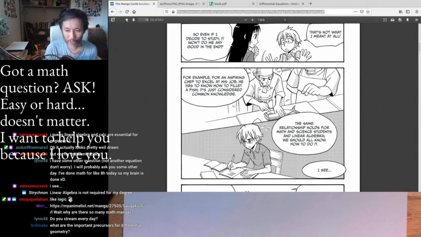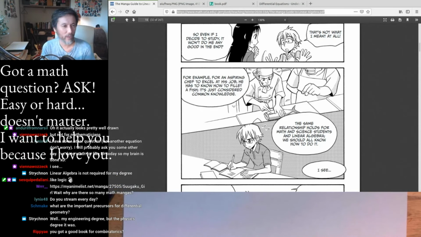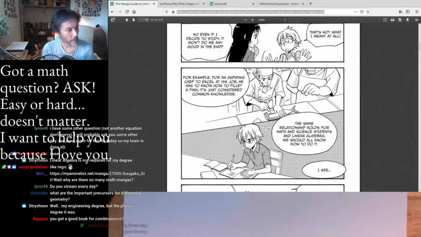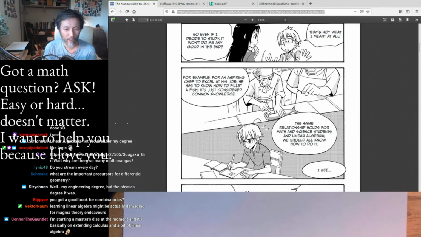What are the important precursors for differential geometry? Linear algebra and calculus. But also, you probably want a bit of topology, enough to understand what a manifold is, for example. You definitely need lots of linear algebra. Calculus couldn't hurt. In fact, it would be really good for you.